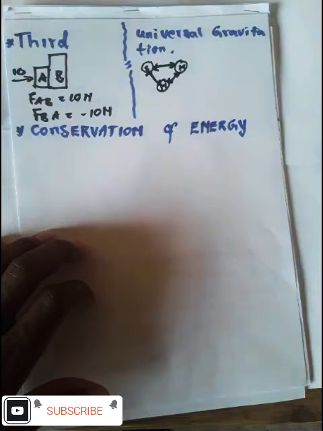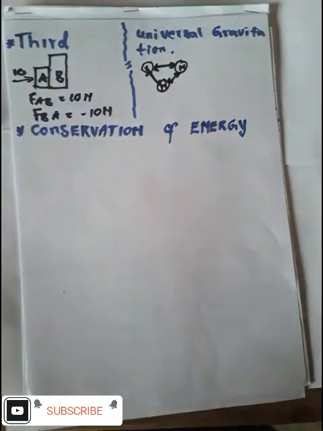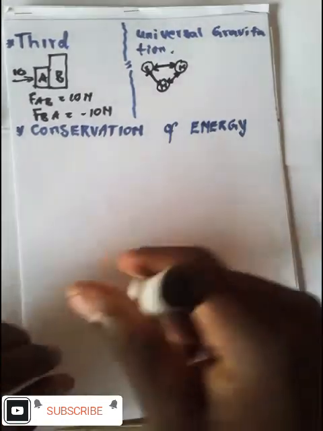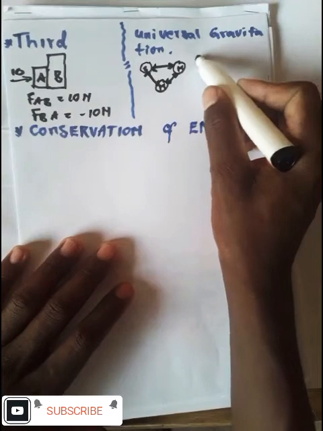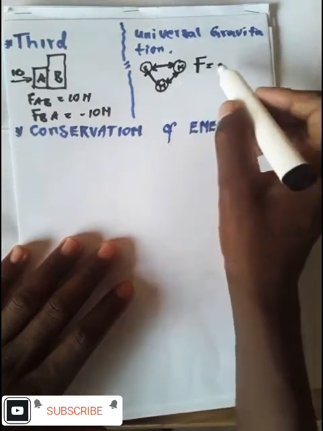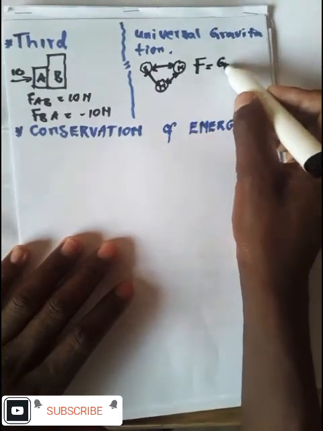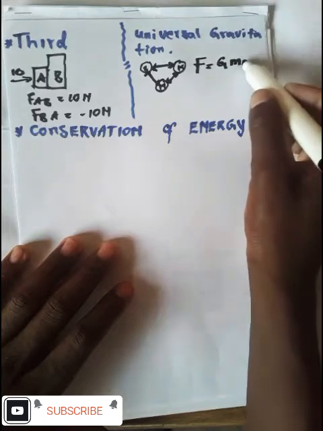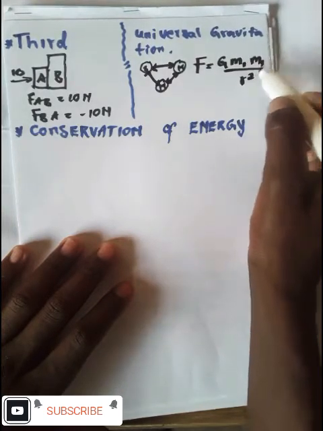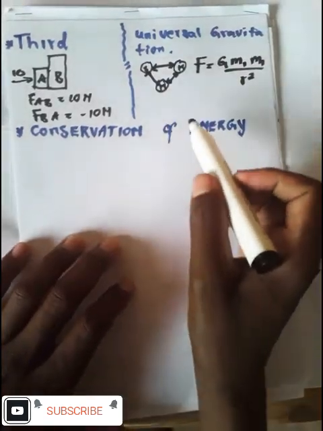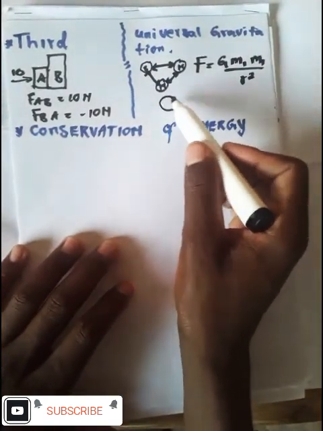With a force that's directly proportional to the product of their mass and inversely proportional to the square of the distance between their centers. You still remember the law. So the formula that we're using here is F equals G M1 M2 divided by R squared, where R is the distance between two objects from their centers.